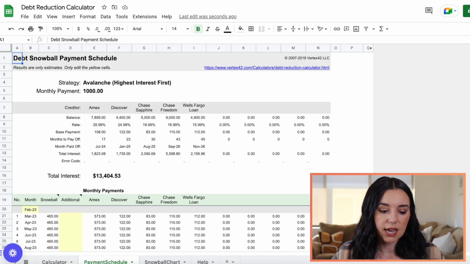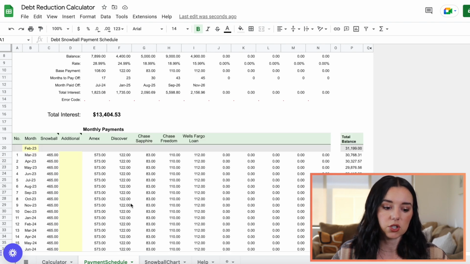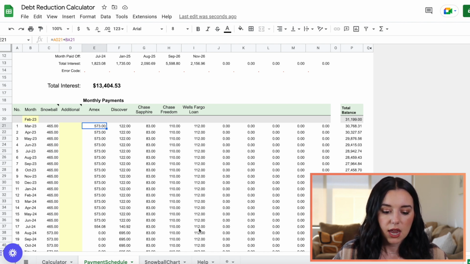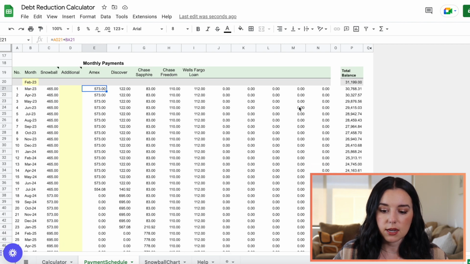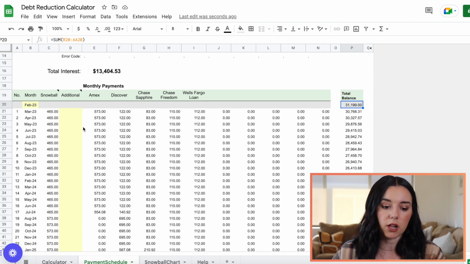The second tab that you'll want to check out here is the payment schedule, which shows you the exact amounts that you will be putting towards each of the debts over this time period. So if we're going to focus on Amex first, then we are putting $573 every single month towards the Amex while we're making minimums on Discover, Sapphire Freedom, and the Wells Fargo loan. And so you can see how those balances end up working out over time. So if we're starting with $31,000 in credit card debt, you're going to see how that reduces over time, which I think is a really cool chart to follow. And then it tells you exactly what your payments are every single month.